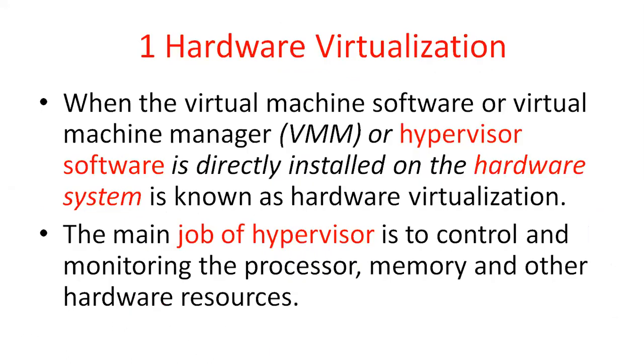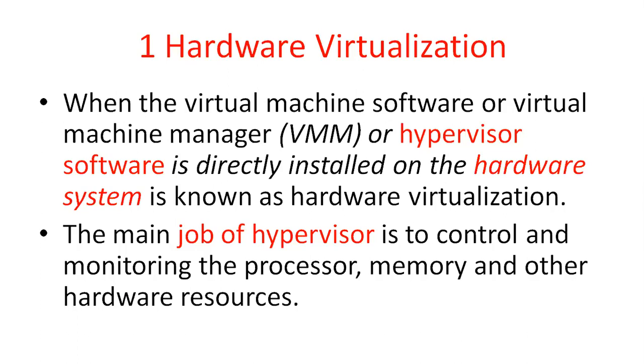When the virtual machine software, virtual machine manager, or hypervisor is directly installed on a hardware system, it is known as hardware virtualization. That means it is installed directly on something like a server. The server maintains the hardware and other things. The virtual machine manager or hypervisor is directly installed on the hardware, and this is known as hardware virtualization.